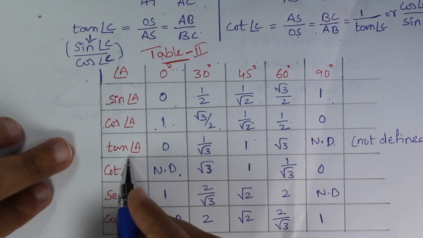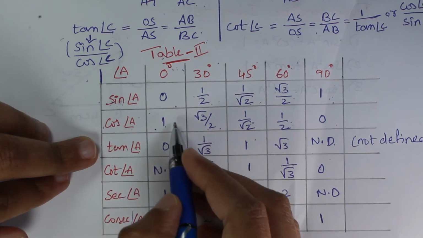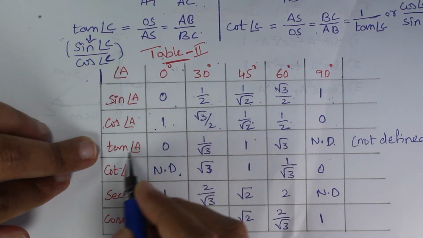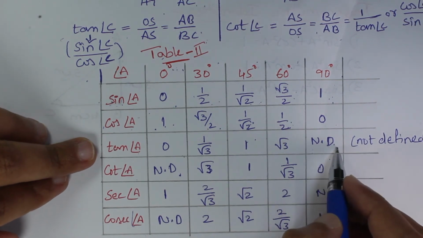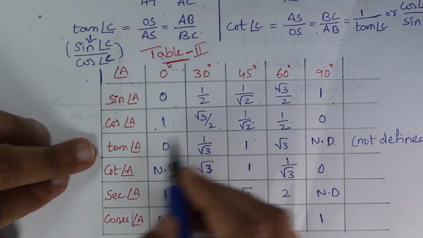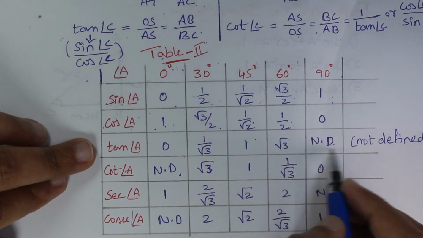And now tan A, we can calculate tan A as sin A by cos A. So I will divide sin A by cos A to get the values of tan A. Here ND represents not defined. Why is this not defined? Because tan A is equal to 1 by 0. So anything by 0 is not defined.